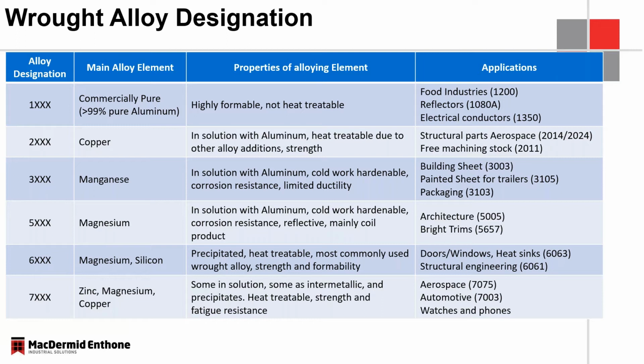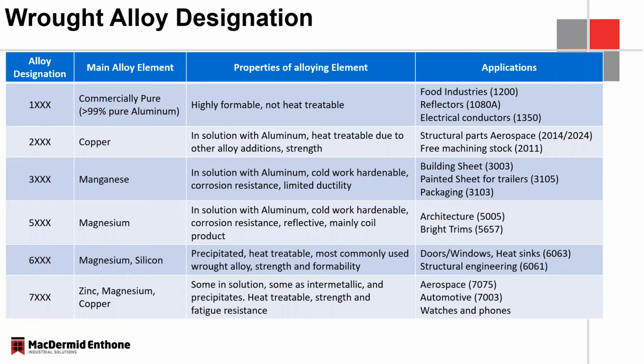And when we go from the top down, we have the different series here, the 1000 series. This is an aluminum alloy that is actually unalloyed. This is just pure aluminum, and it is predominantly used in the food industry. It is used for reflectors and also for electrical conductors. Again, we're using the pure aluminum without any alloys to get the best electrical conductivity here.